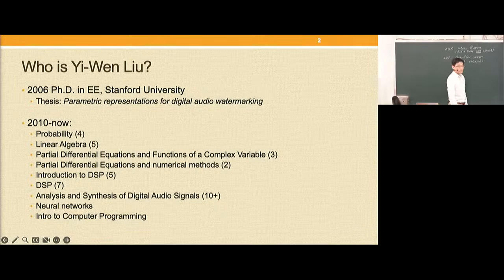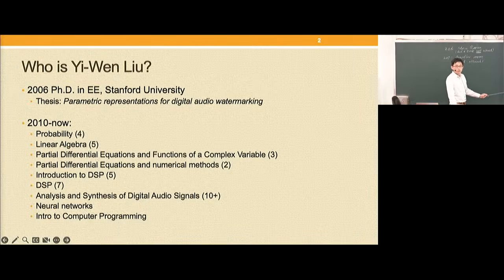And over the past 16 years or so, I've taught quite a few courses, for example, probability and linear algebra 4 times, 5 times, right? And I also taught PDE and complex analysis 3 times, and PDE numerical method 2 times. And also, this is going to be the 6th time I'm offering this course, Introduction to DSP. But in some other years, I offered DSP, digital signal processing.